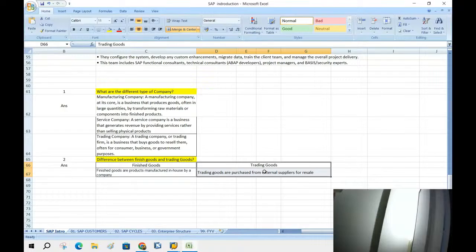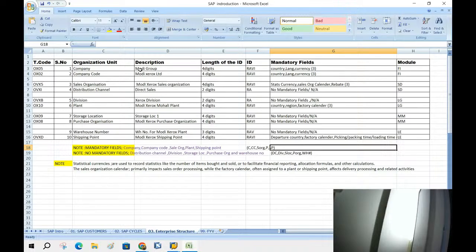I will give you a typical example. There is a company called Modi Xerox in India. They manufacture Xerox machines in India, in a city called Mohali, Chandigarh, one of the states in India. Xerox machine will be a finished good for Modi Xerox. Modi Xerox manufactures Xerox machines and they sell even the fax machine. The Xerox machine is the one they produce in their own facility or factory in India. So the Xerox machine will become their finished good.